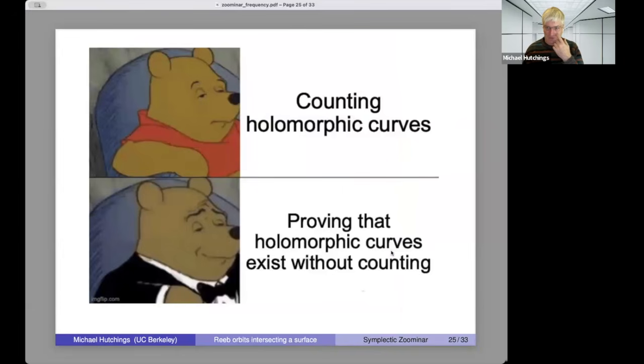old ECH capacities, well, the old ECH capacities involve counting holomorphic curves determined by coordinate maps in ECH. And the new capacities, well, I'm not counting the holomorphic curves. I'm just talking about whether they exist or not. And the definition might look too simple to be usable, but surprisingly, it actually is. So you can compute it in examples and prove stuff using it.